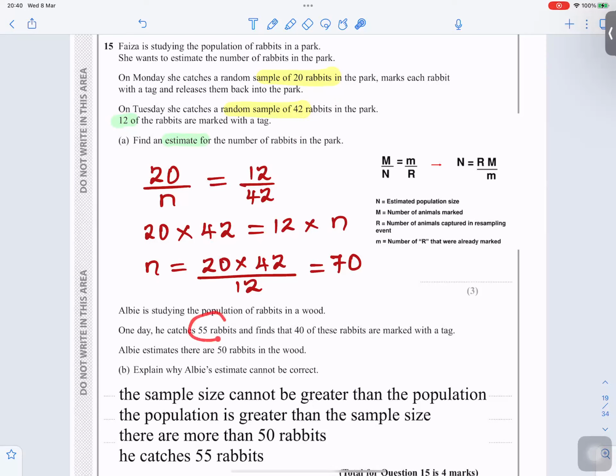Albie is studying the population of rabbits in a wood. One day he catches 55 rabbits and finds that 40 of these rabbits are marked with a tag. Albie estimates there are 50 rabbits in the wood. Explain why Albie's estimate cannot be correct. The sample size cannot be greater than the population. So the population is greater than the sample size. There are more than 50 rabbits. He catches 55 rabbits. These are different reasons that you can use, and they will all give you the mark.